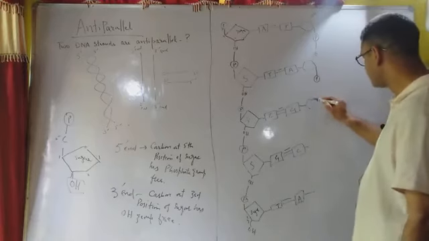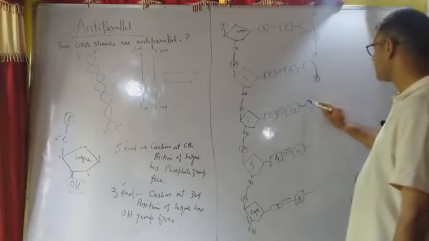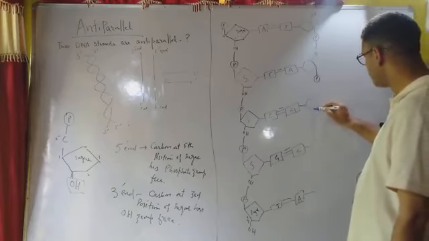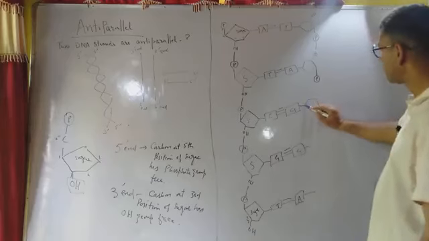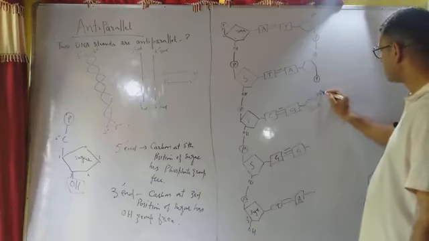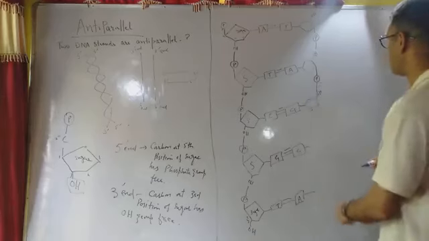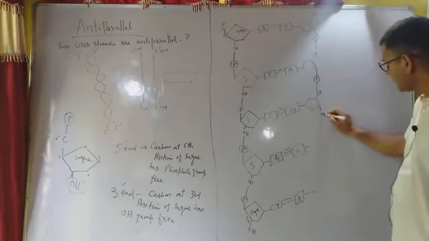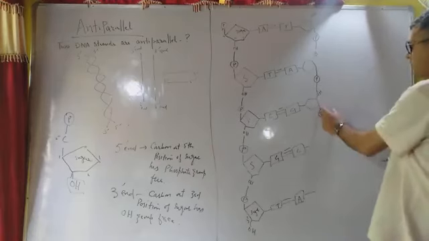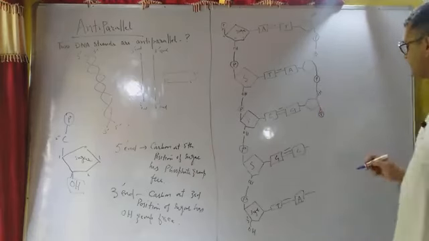This is carbon first, second, third. This is carbon first, second, third hydroxyl group, and this is attached to the phosphate group. So here is phosphate group at the carbon fifth. This is the next deoxyribonucleotide.